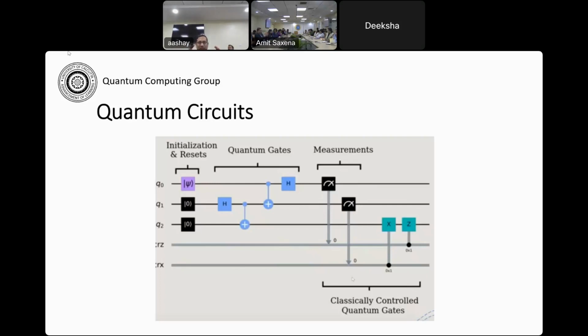So for algorithm development, you have to take this thought process and build your algorithm, because the computing system itself is different from the classical computing system.